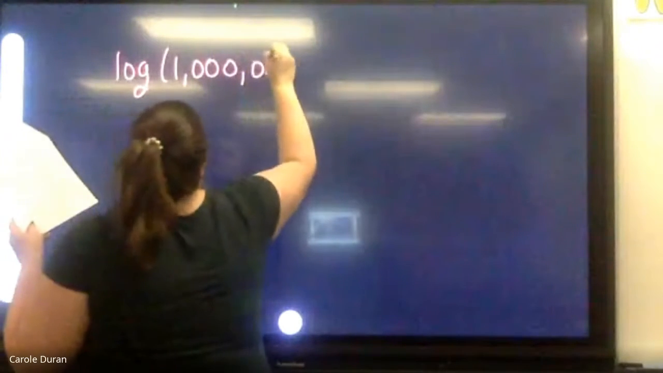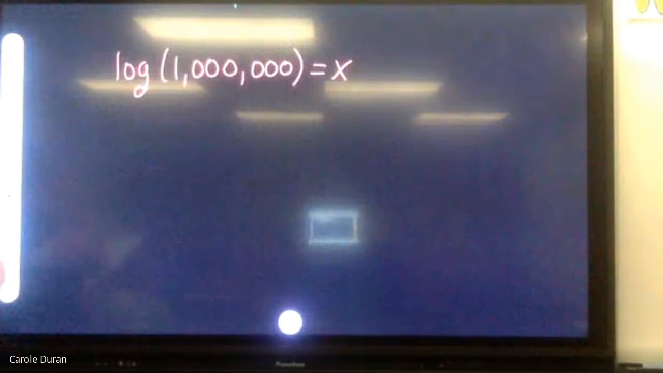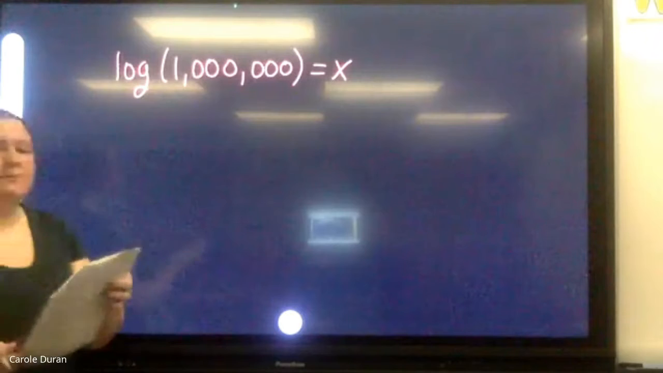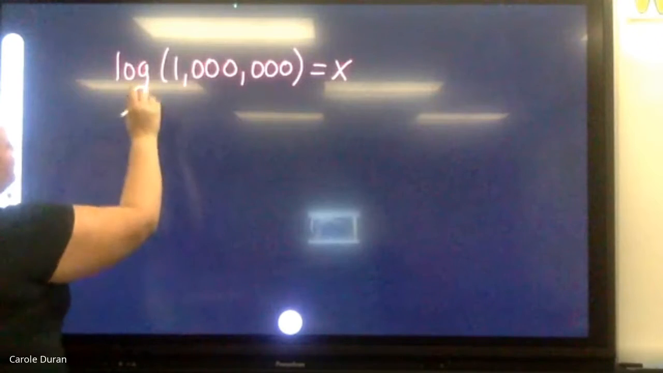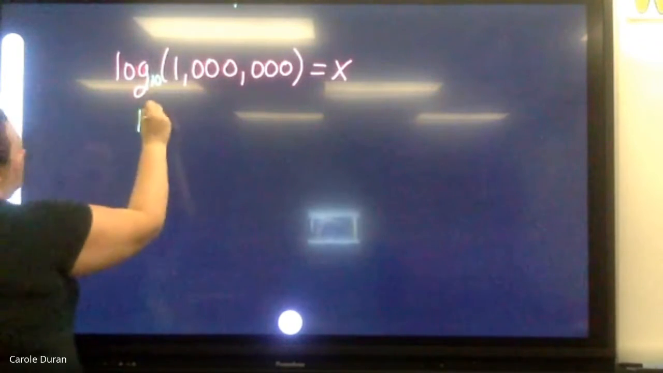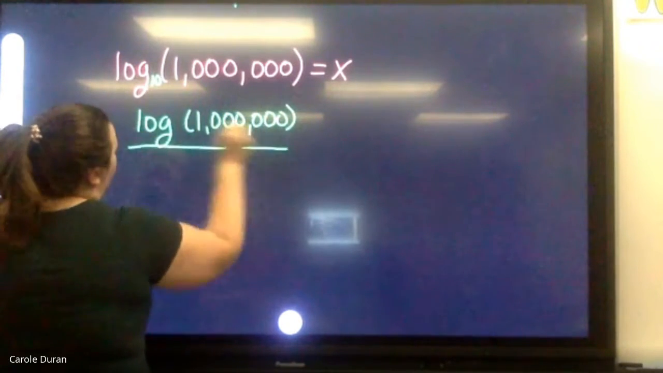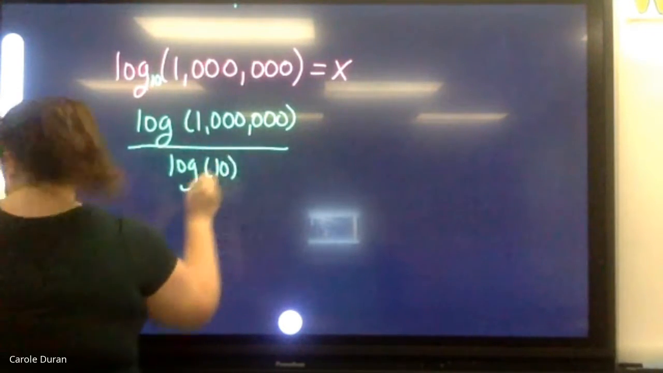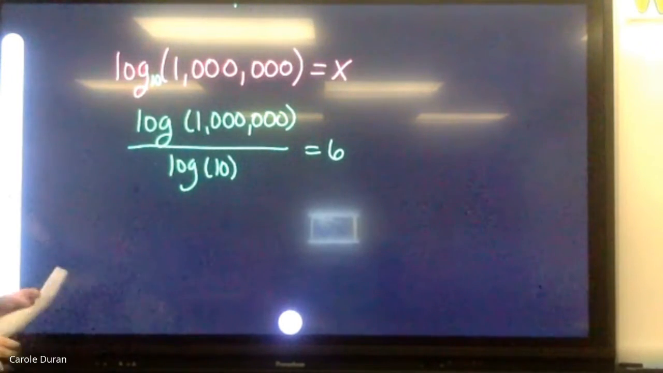24e, and it was log of 1 million. There is nothing there, so I assume that's the same as equals x, and I have to solve for x. The only way I can do this is if I change this to an exponential, or if I do my change of base formula. So if I want to do my change of base, then there is no base, so I assume it's a 10, and I would do log of 1 million divided by log of 10. And when I put that into my calculator, I get 6, because 10 to the 6th equals 1 million.